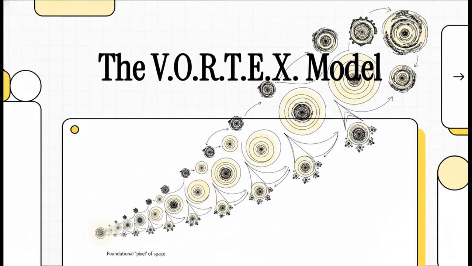We're going to break down the PHFC framework. That stands for Planck Scale Harmonic Fractal Cosmology. As we'll see, this framework lays out a unified journey that scales all the way from the foundational microscopic pixel of space right up to the birth of entire universes.